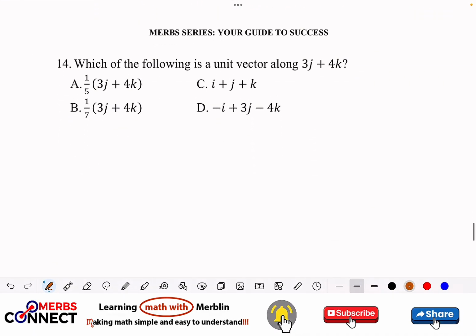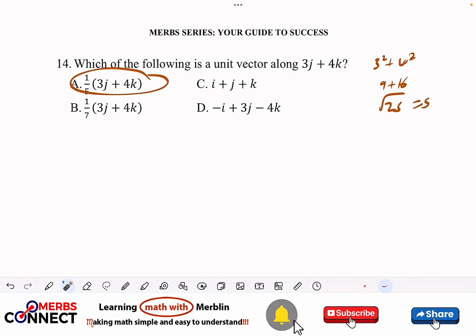Let's look at question 14. Question 14, you want to find the unit vector, right? So all we just need to do is, unit vector is the vector divided by its magnitude. So what's the magnitude of this? 3 squared plus 4 squared is 9 plus 16, and this is going to give us 25. Square root of 25 is 5. So this is going to give us A, because I divide this one by its magnitude, and that's all.